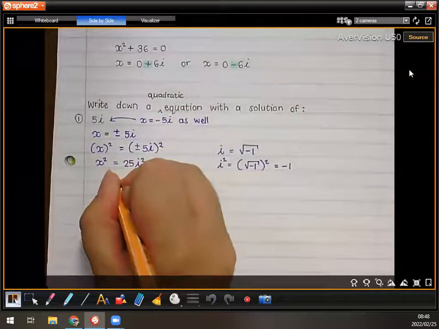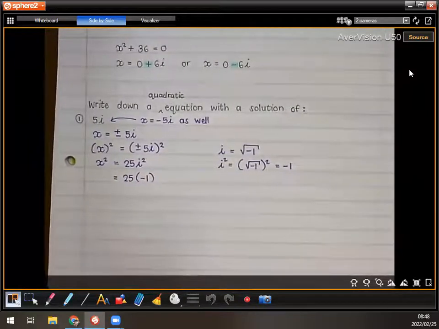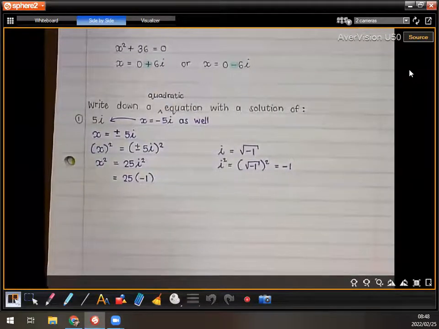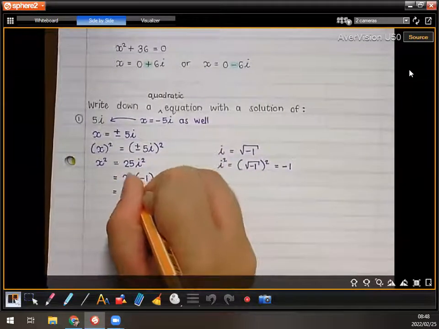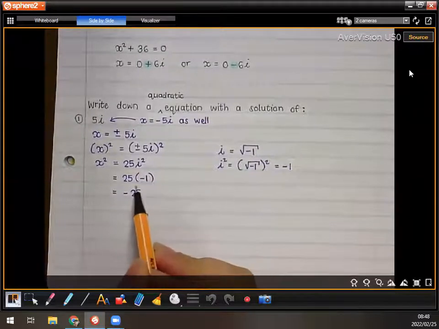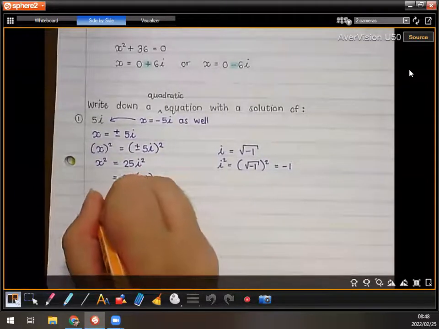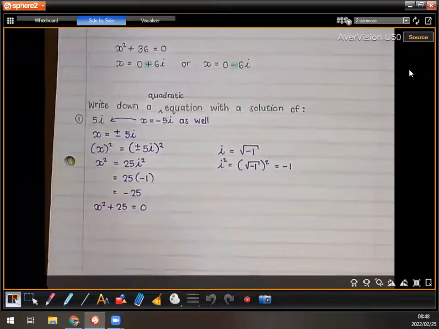All right, so next step, 25 times negative 1. Or you can just write negative 25 straight away, but because it's the first example, just write it out properly. So this is negative 25. And now, guys, usually it's best to have all of your terms on the one side equal to 0 when it's a quadratic equation. So what I want us to do now is to move this minus 25 over, and it's going to become plus 25 equal to 0.